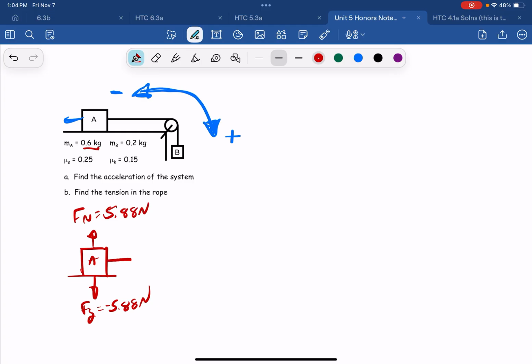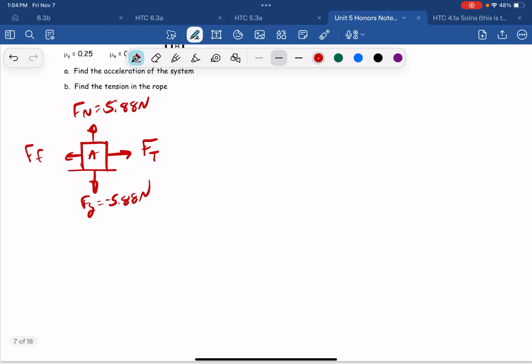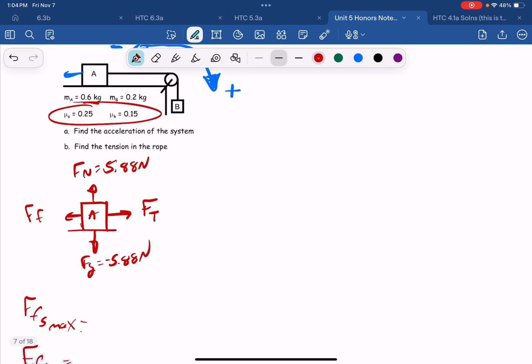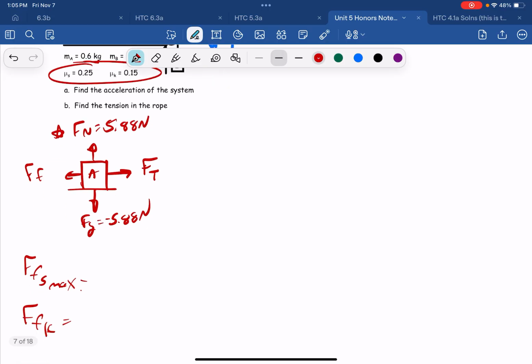Now, there's tension on this, right? So here's my tension. Now, remember, that tension is caused indirectly by object B. That tension just allows B to pull A forwards, all right? And then we're going to have some friction over here. I don't know yet if it's going to move or not. So let's take a second and find our maximum static friction and our kinetic friction. The problem gave me the two coefficients of friction, so I'm just going to do coefficient times my normal force to get those forces.